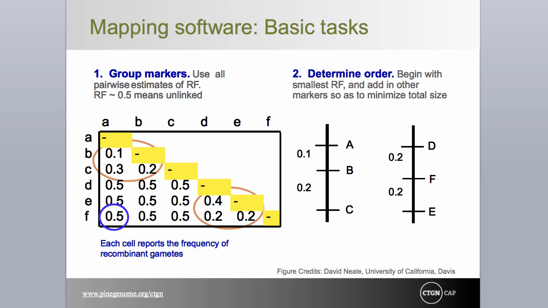Imagine another marker called G that is shown to have a recombination frequency equal to 0.2, or 20 centimorgans, from E, 0.4 RF, or 40 centimorgans, from marker F, but shows a recombination frequency of 0.5 with marker D.